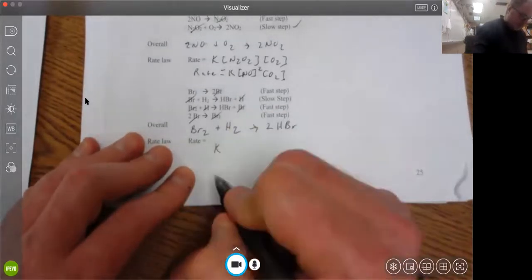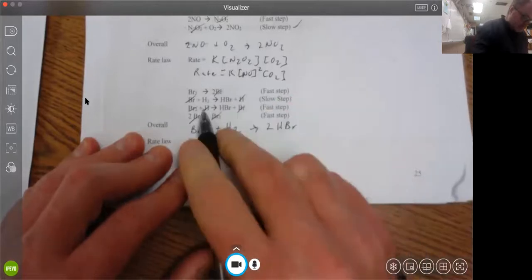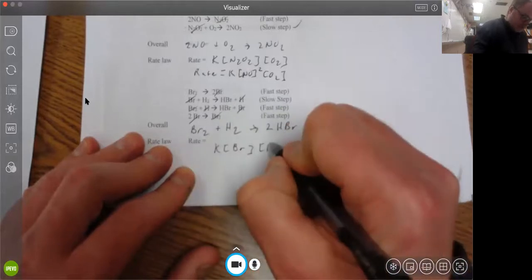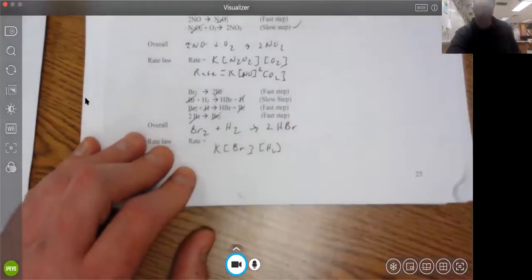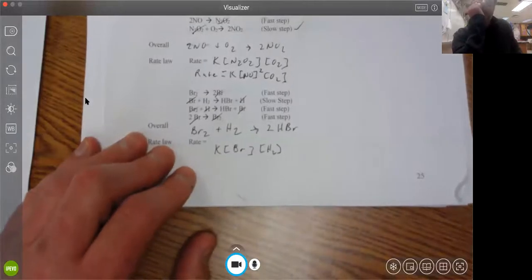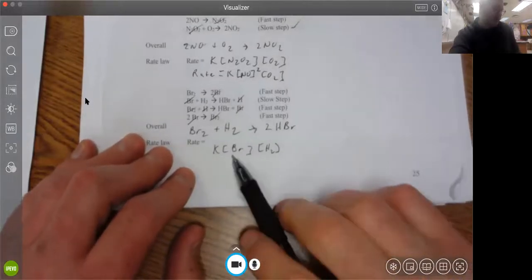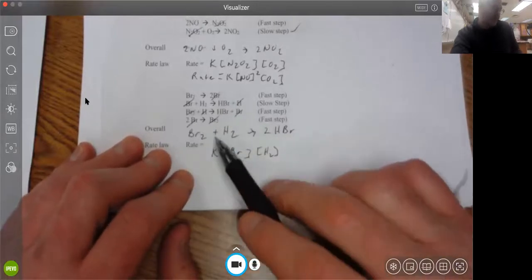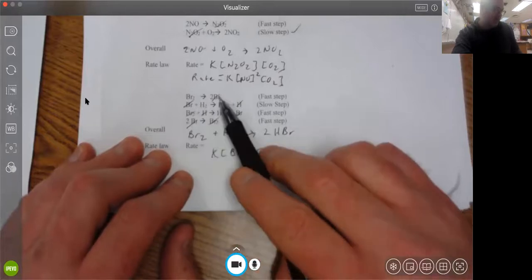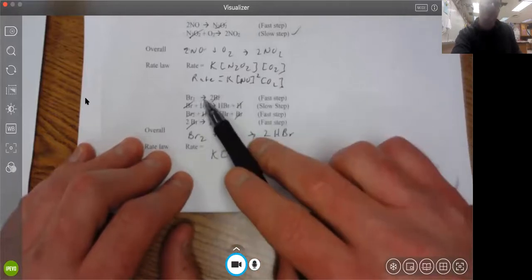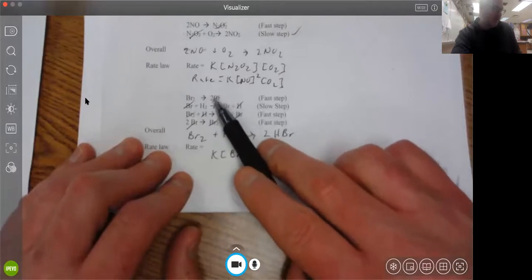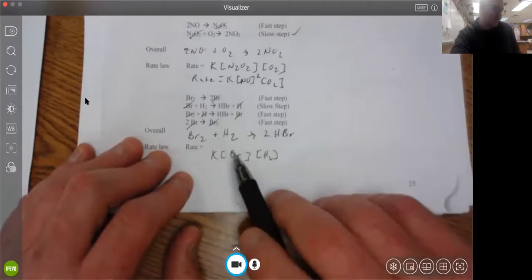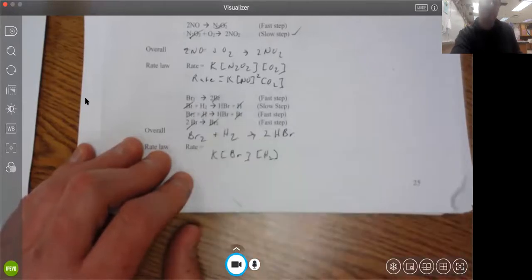k times the concentration of Br and H2. Each of these are first order. Well, we cannot have Br because it is an intermediate. So we need to find something that gives us Br2 from Br. That would be the first step. The problem with that is we have a 2-to-1 ratio. So that means for every 2 of these, we get 1 of these.